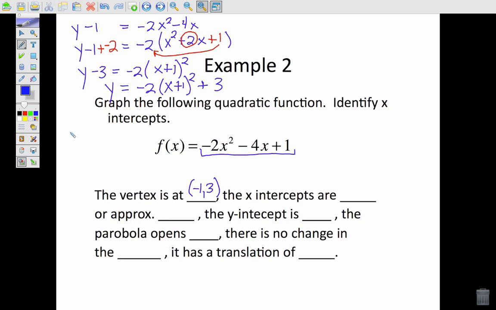In order for me to find my x-intercepts, I'm going to set it equal to 0. So I have 0 equals -2 (x plus 1) squared plus 3. You solve it for x, so subtract the 3. We're going to divide by the -2, which gives me 1.5.